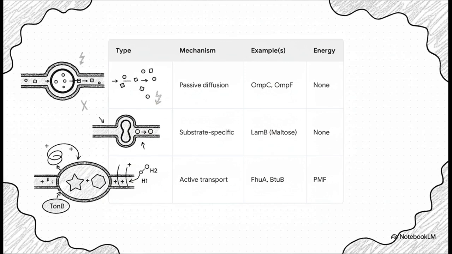But then look at type C. This is the really cool one, high affinity active transport. This is for the important stuff, the scarce nutrients like iron or vitamin B12. A receptor on the outside, like FhuA, grabs its target, but it can't get it in on its own. It needs help from this amazing protein called TonB. TonB is anchored in the inner membrane, and it reaches across the periplasm, couples to the FhuA receptor, and then, powered by the proton motive force, it literally yanks the nutrient across the outer membrane. It's an absolutely incredible piece of molecular machinery.